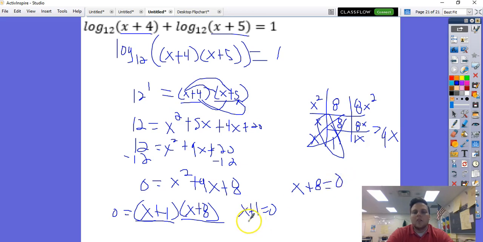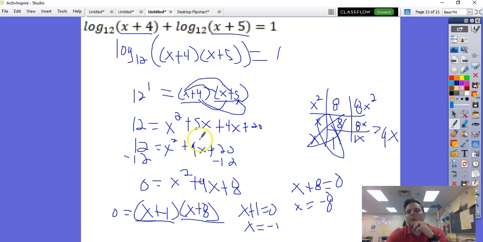So then we're going to solve. So I subtract 1, so x equals negative 1. Subtract 8, so x equals negative 8. Boom! So we have two answers. But wait, do we? Anytime that you get two answers, you should always check and say, do these both work, or is one of them extraneous? Okay? So let's talk about that.